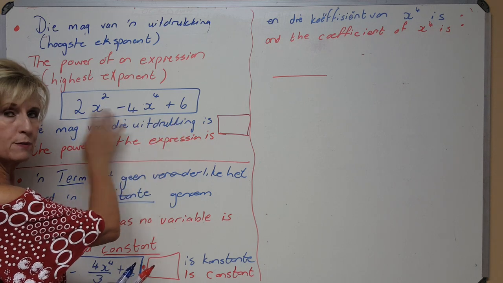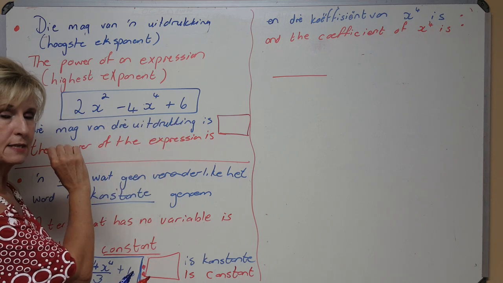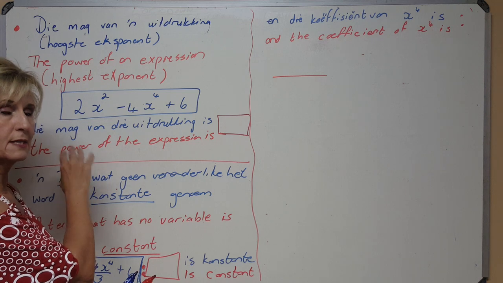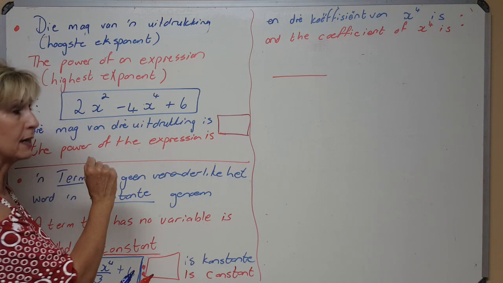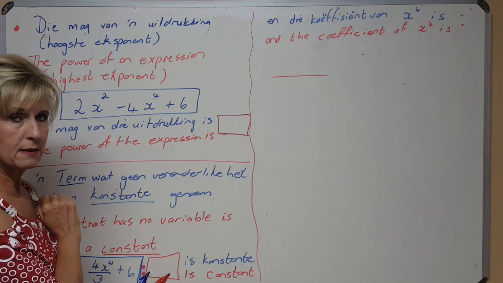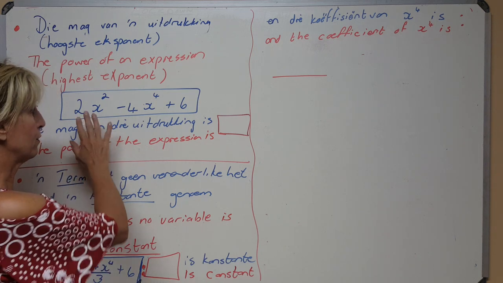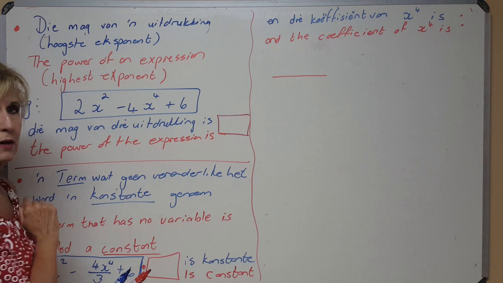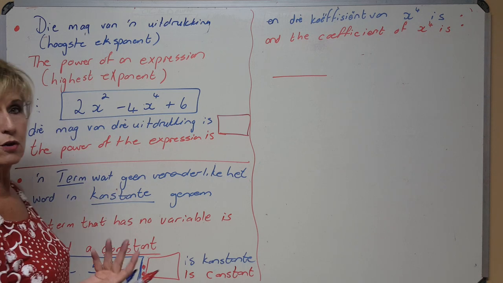What separates terms from each other? Pluses and minuses. Hoeveel terme is daar? Wat skei terme van mekaar? Plusse en minne. So hier is 3 terme. There's no pluses and minuses in brackets, so there's 3 terms. Daar's nie plusse en minne en haakies nie. So daar's 3 terme. That wasn't asked.